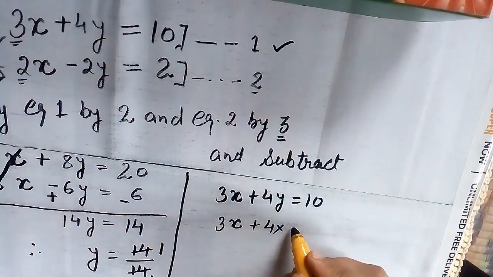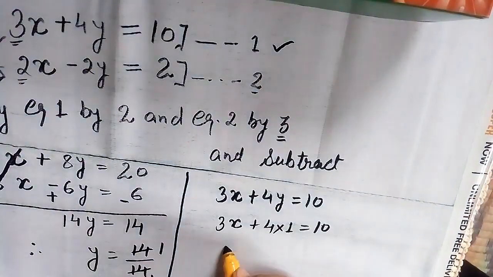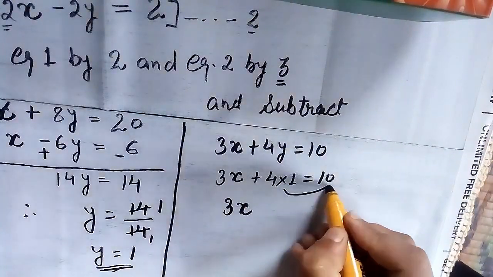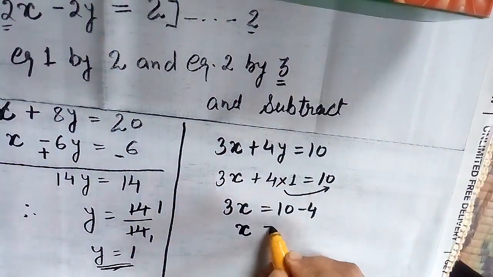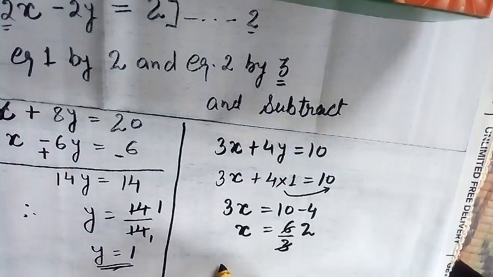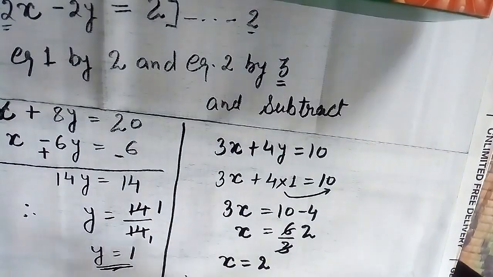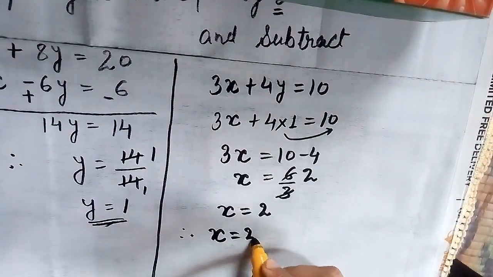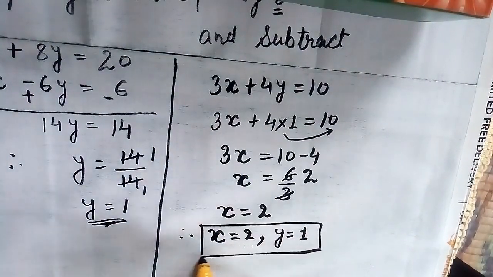The value of y is 1. So replace y by 1, it will be equal to 10. And 3x will be equal to, take this to the right side, so 10 minus 4, and x will be equal to 6 upon 3. 3 2s are 6, so x will be equal to 2, which is your required solution. Now you can write that the value of x is 2 and the value of y is 1. Hence it is your required solution.